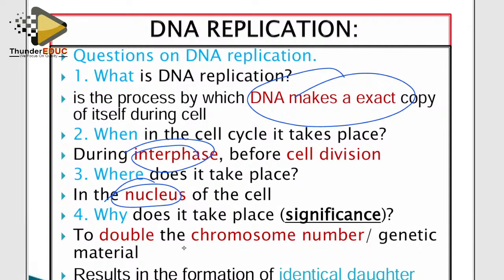They're saying that it doubles the chromosome number. It helps to double the what? The chromosome number. So basically, why do we double the chromosome number? So that when it undergoes meiosis, we are able to have each cell with the same number of chromosomes.